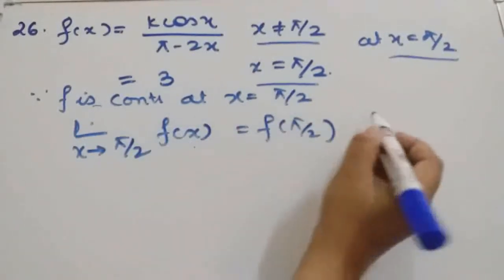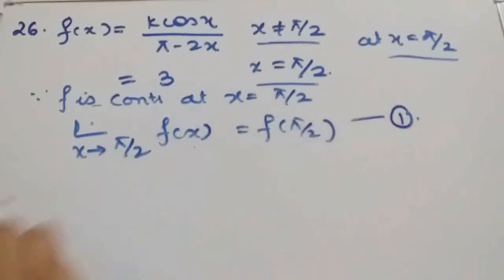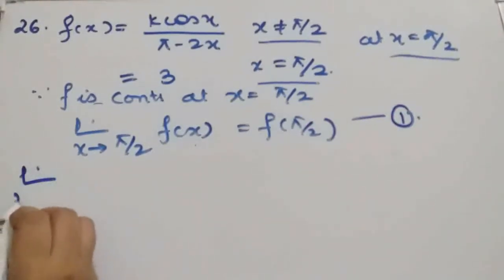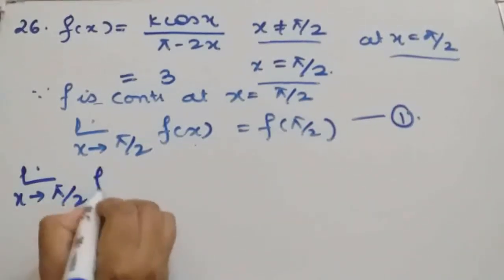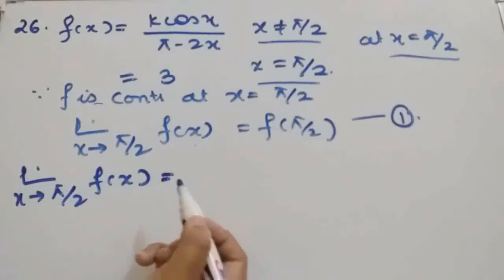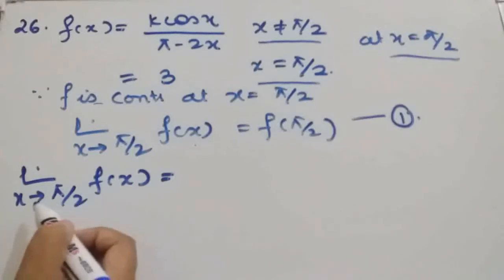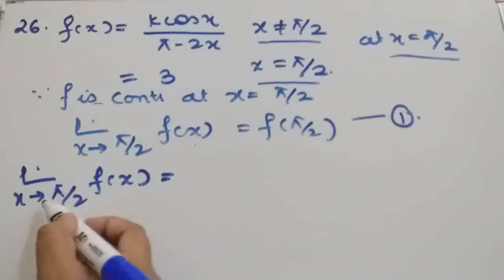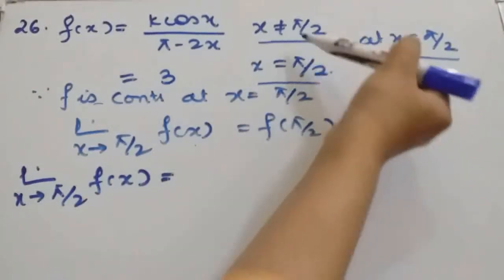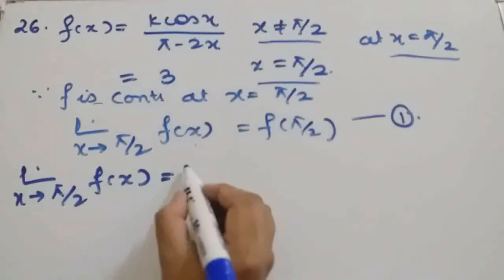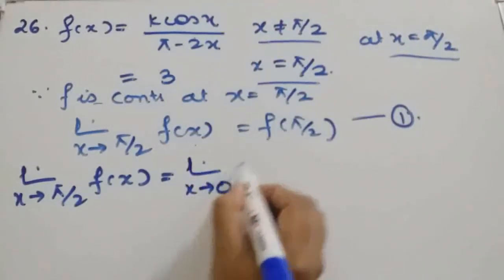Now suppose we consider this as equation 1. So we will find limit x tends to pi by 2 f of x. Now x tends to pi by 2 means x is not equal to pi by 2, x is approaching pi by 2. So x not equal to pi by 2 is in which case? First case. So for this limit we will consider the first case.